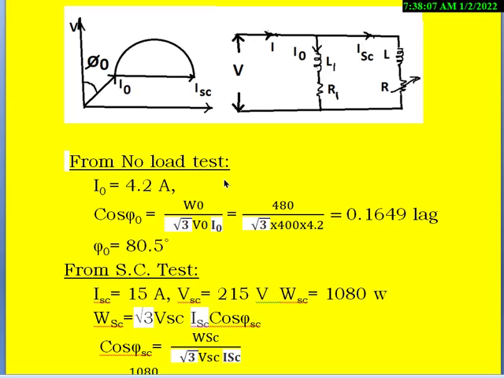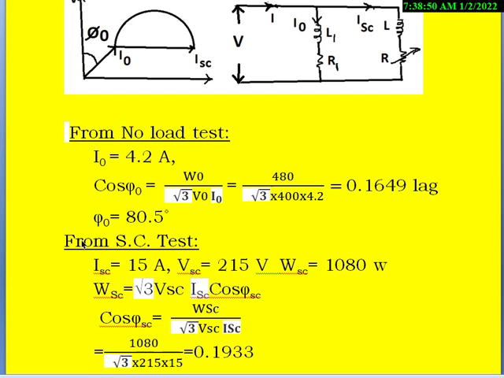So from no load test given data, we know that I0 is 4.2 amperes, and we know no load power is given by W0, and we can represent that as root 3 V0 I0 cos phi naught. So from that, we can calculate cos phi naught. That is, we get 480 divided by root 3 into 400 into 4.2. Then we get 0.1649 lagging. So from this, when you take the cos inverse, we get phi naught as 80.5 degrees. So this phi naught will become 80.5 degrees.